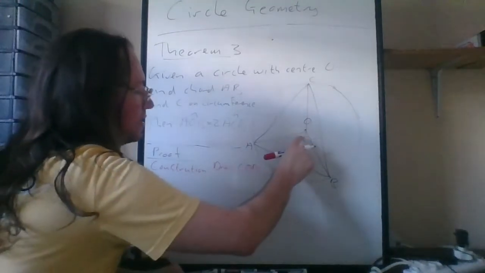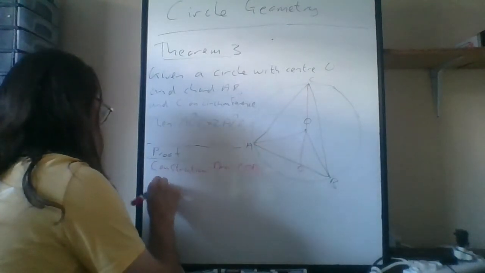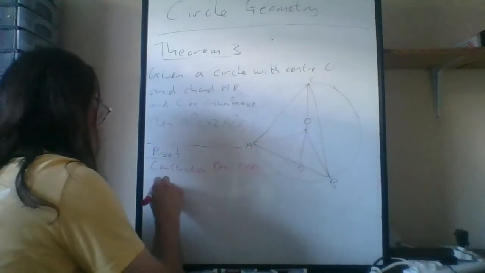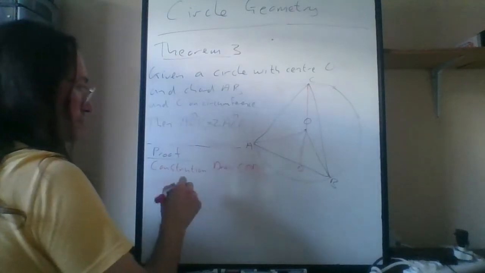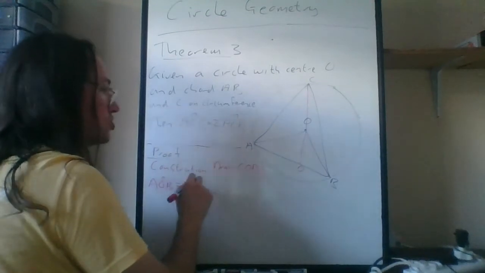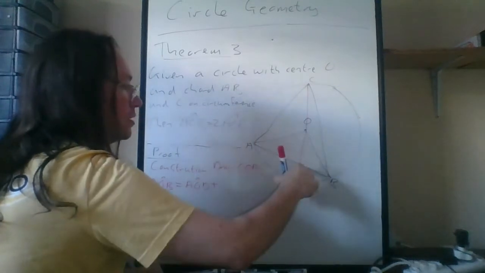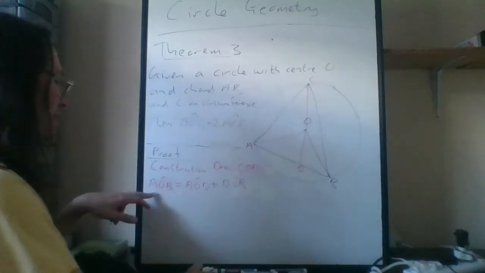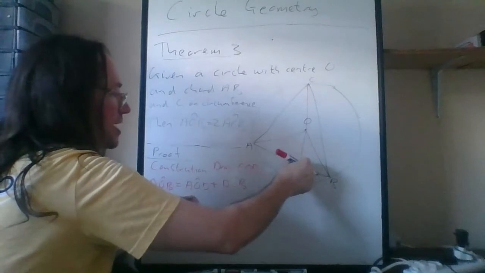So let's start with angle AOD. Actually, I'm going to split them up directly. The angle AOB equals the angle AOD plus the angle DOB. So the angle AOB is equal to the angle AOD plus the angle DOB.